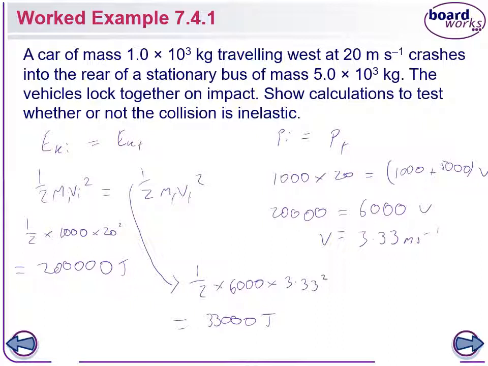We can see here we have started with 200,000 joules. Our objects have collided, and we've finished with 33,000 joules of kinetic energy. So obviously we've lost a lot of energy to sound and heat, but the momentum is conserved. So in this case, our collision is inelastic. This is how you need to prove it.